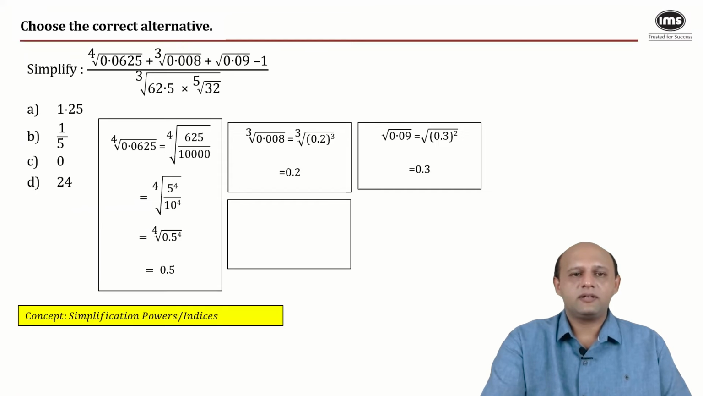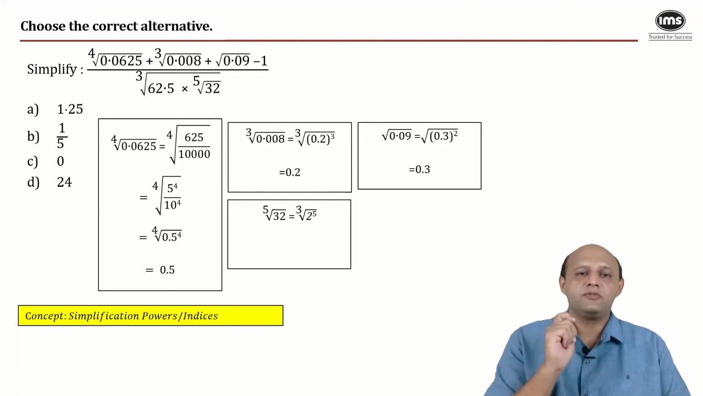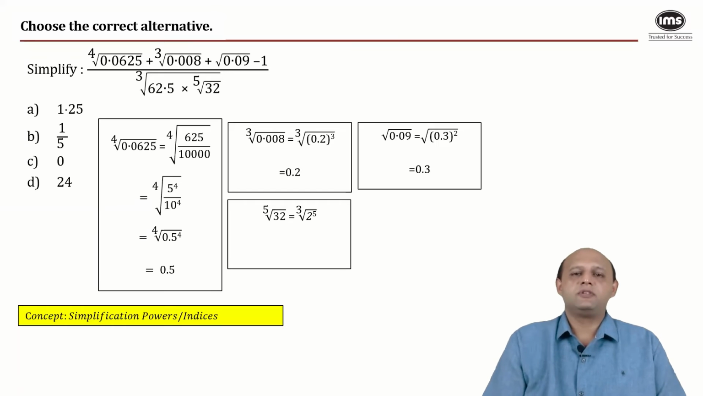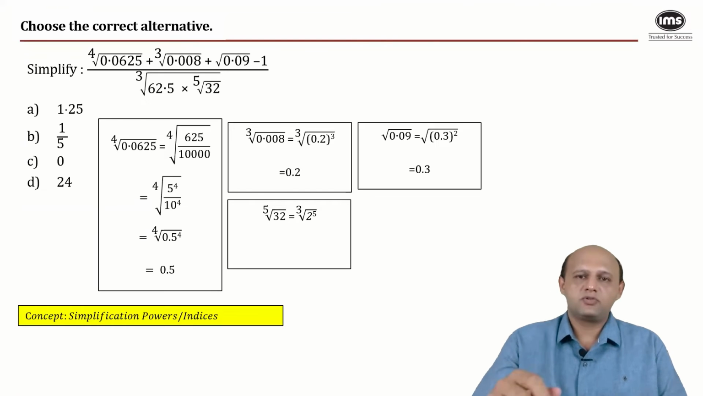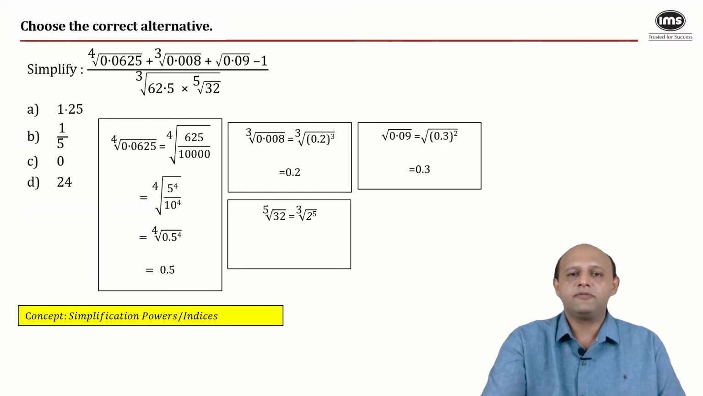Now let's look at the denominator. An interesting part here is the fifth root. Okay, so the fifth root of 32. What is the fifth root of 32? It is 2. So it is 2 raised to 5, whole fifth root. So therefore, it is 2.